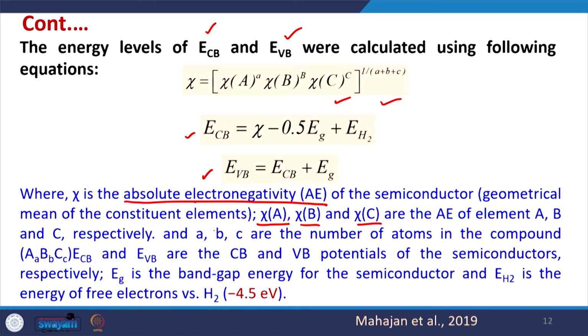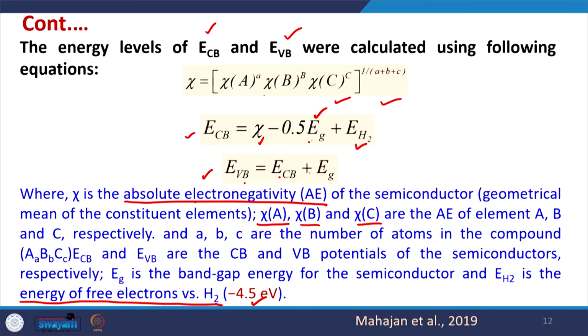Now, once this is known and the band gap is known, and also the E_H2 value, the energy of the free electron versus H2, this value, minus 4.5 electron volt, is known to us. This value is known from the Tauc plot, and this value we have calculated above. So, we can calculate the E_CB, the conduction band. Then we can calculate the valence band, which is equal to E_CB plus E_G.